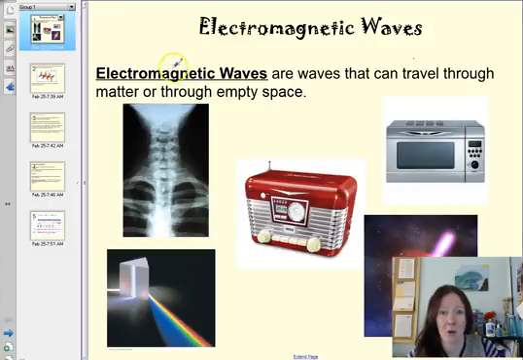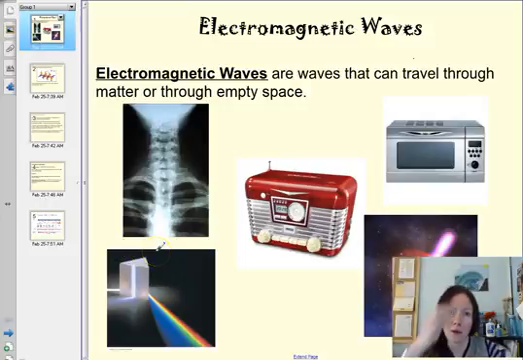So electromagnetic waves are waves that can travel through empty space. They do not need a medium to travel through. Lots of different examples of electromagnetic waves. Here, X-rays are examples of electromagnetic waves. This is a radio. Radio waves are examples of electromagnetic waves. Microwaves, gamma rays, and then the visible light spectrum that we see.